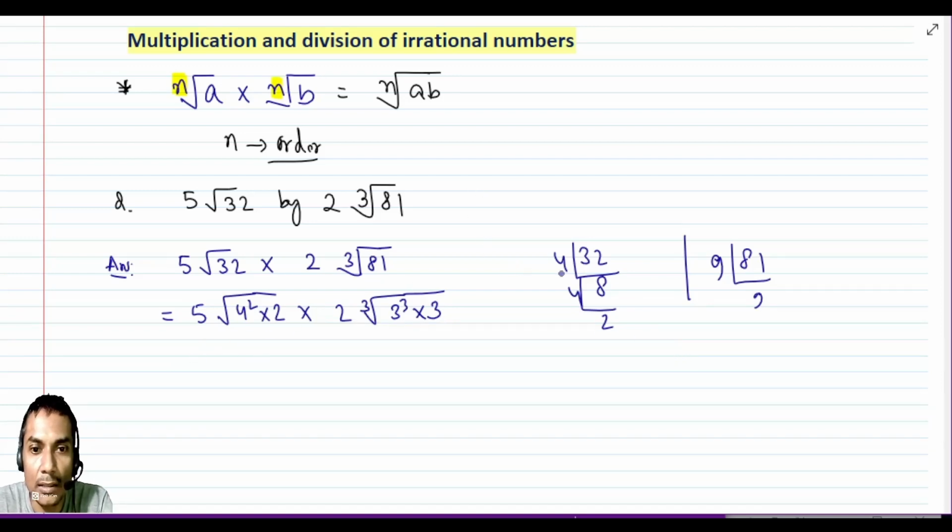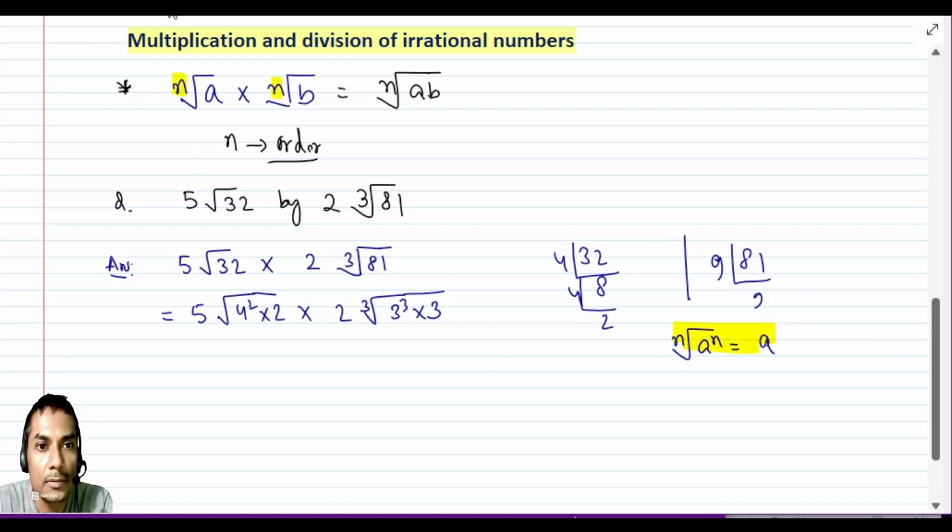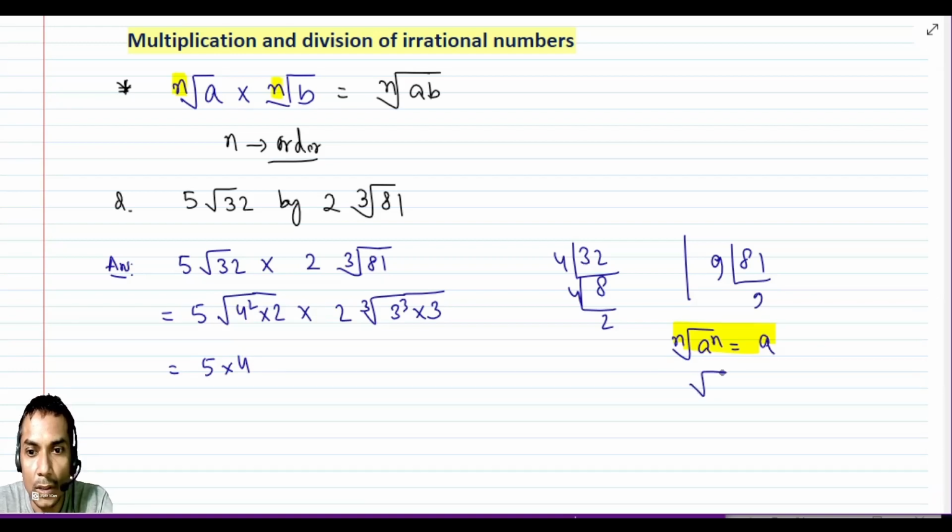So why do I do this? Because we have learned that if it is like that, in eth power n we can write as a. Yeah, we have learned this concept. This rule we have learned. Then we get 5 into 4, because root a square is equal to what? A. Clear? Into root 2 into 2.